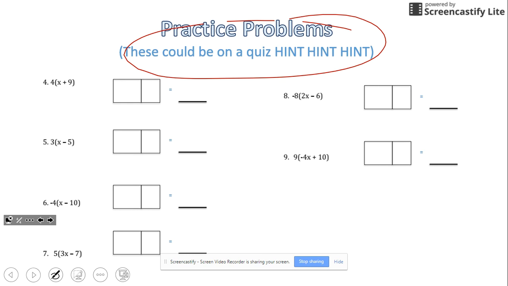Okay, so the first one, go ahead and set up your box, or your rectangle. You have 4 on the side, and then x plus 9 on the top. And then you're going to go ahead and multiply. So 4x, and then 4 times 9 is 36. So there's your expression.